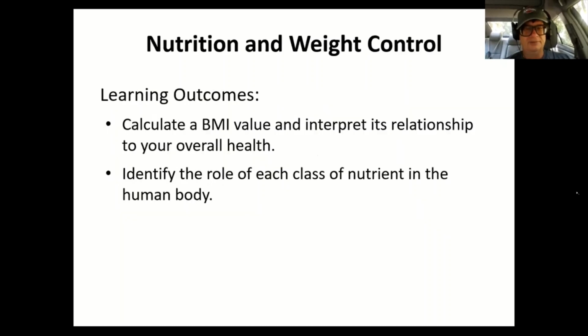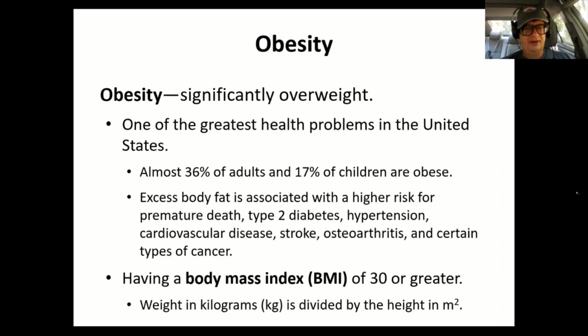Let's move on. All right, so we'll talk about body mass index and health, and identify different types of nutrients in the body. So obesity is being overweight. It is one of the biggest health problems in the United States. A third of adults, almost a fifth, 20%, the actual number is 17, so that's close, but almost a fifth of kids are obese.